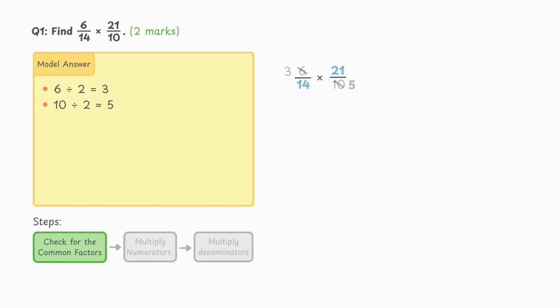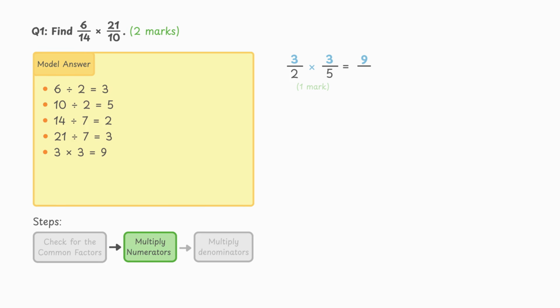Next, look at 14 and 21. These both share a factor of 7. 14 divided by 7 is 2, and 21 divided by 7 is 3. After canceling, the expression becomes 3/2 multiplied by 3/5. Now we're ready to multiply. Multiply the numerators. 3 times 3 gives 9. Then multiply the denominators. 2 times 5 gives 10. So the final answer is 9/10.